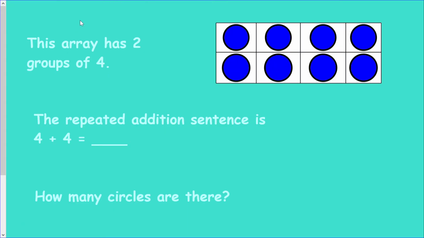Okay, here's another one. This time I have 2 rows. In each row, how many circles are there? There's 4 circles in each row, so my repeated addition sentence would be 4 plus 4. I have 2 4's because I have 2 rows. If I add 4 plus 4, my answer is 8. And then the multiplication sentence for that, well, how many rows did I have? How many groups, right? So my answer would be 2 times, how many are in each row? 4. And my total number of circles is 8.